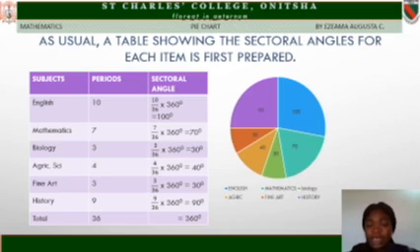The English is 100 degrees. You use a compass to get your 100 degrees. For mathematics, 70 degrees. Your biology, 30 degrees. Place your protractor very well and get those sectorial angles. Agric science, 40 degrees. Fine art, 30 degrees. History, 90 degrees. When you look at the circle, the pie chart there, you will see all the angles are being indicated there.